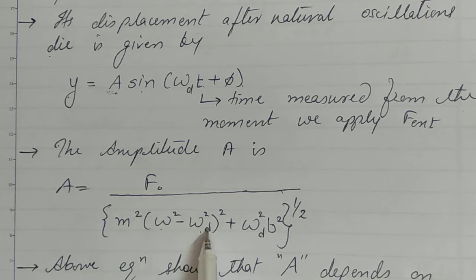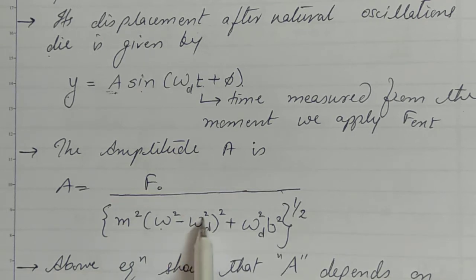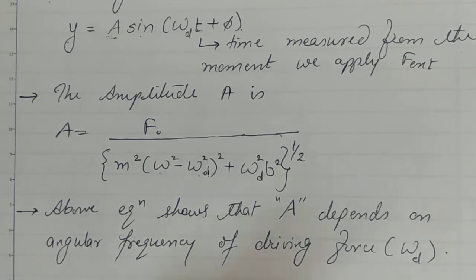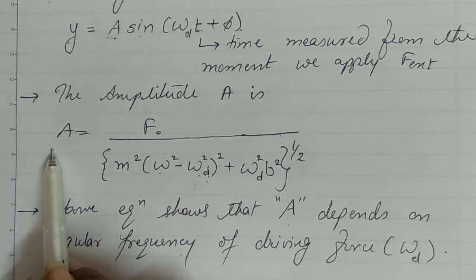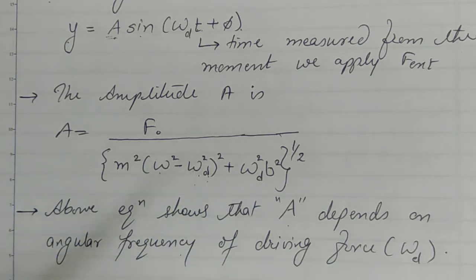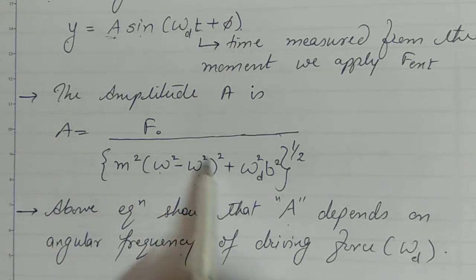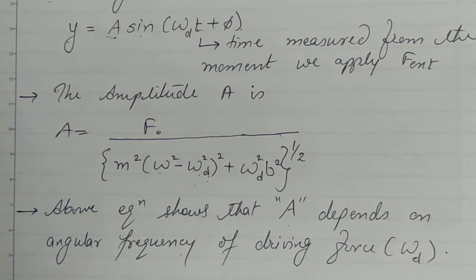ठीक है, external periodic force को हम external driving force भी बोल सकते हैं, and that's why we are writing here omega d. This is the angular frequency of the external driving force. Now, from this equation, we can say that the amplitude depends on the angular frequency of the external driving force. Formula में omega d है. So amplitude जो है वो external force जो हम लगाते हैं उसकी frequency कितनी है उस पर depend करता है.